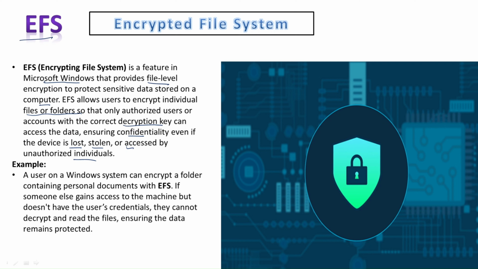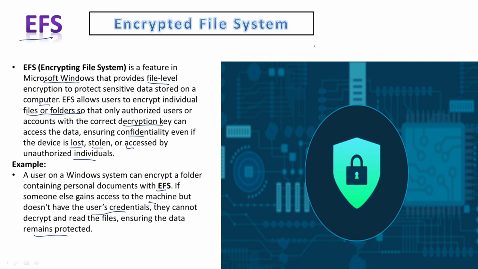So a user on a Windows system can encrypt a folder containing personal documents with EFS. If someone else gains access to the machine but does not have the user's credentials, they cannot decrypt and read the file, ensuring the data remains protected.